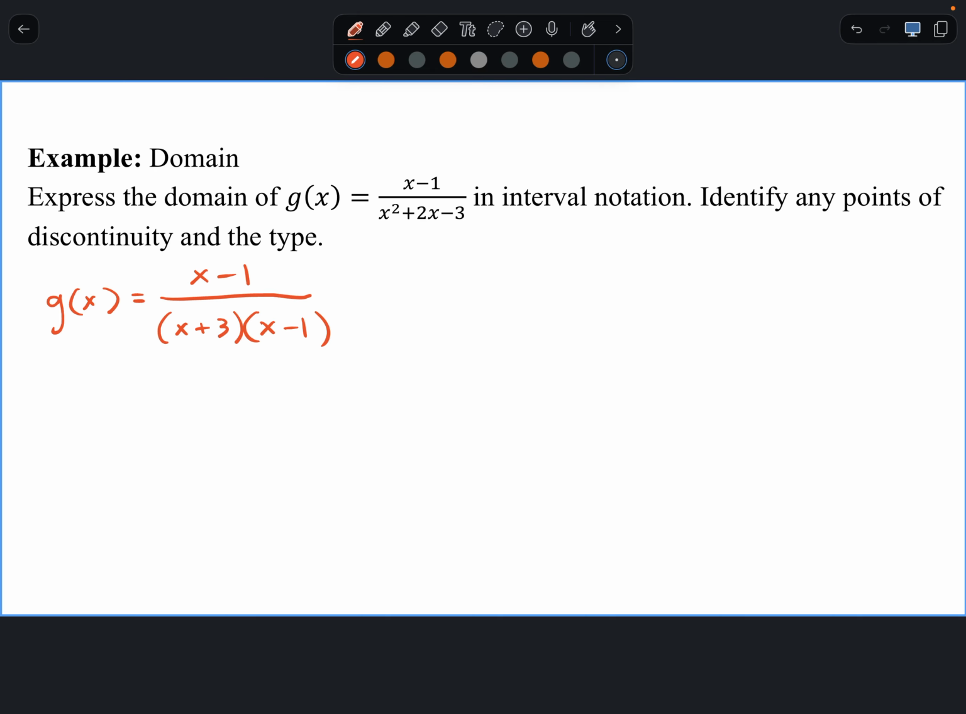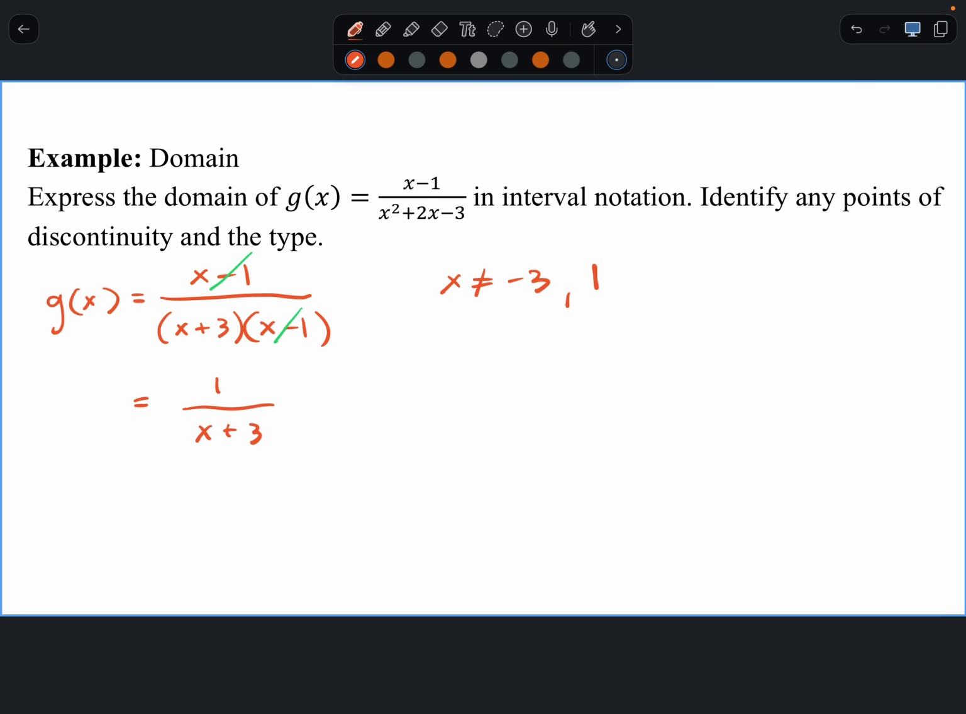Remember, when we were creating new functions from other functions, I said state domain restrictions. Take into account domain restrictions before you simplify the equation. Still true here. Even though we will be able to cancel the common factor of x minus 1 in the numerator and denominator, we still want to take into account that x can't be equal to -3 and x can't be equal to 1. So the rule for g of x can be rewritten as 1 over x plus 3.